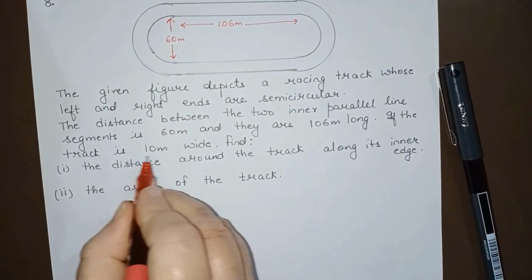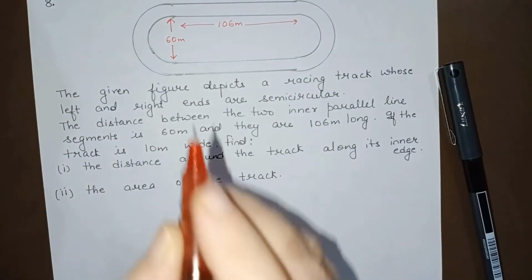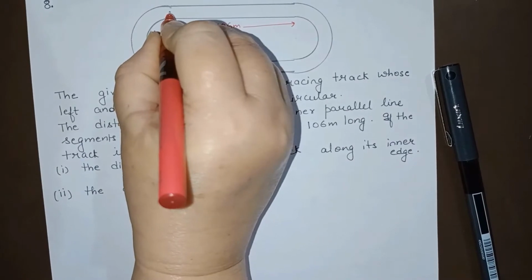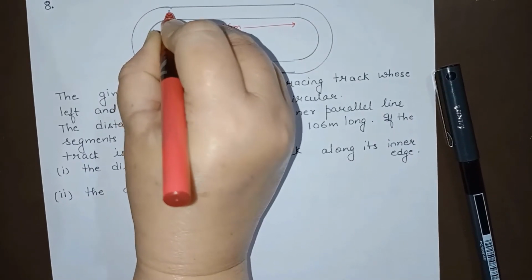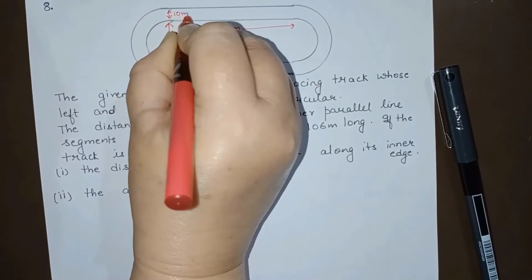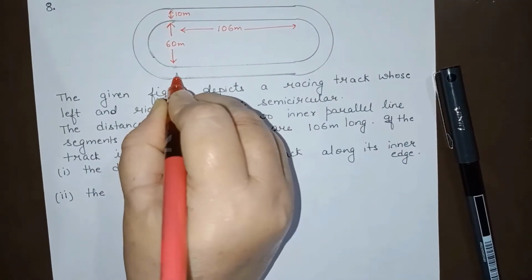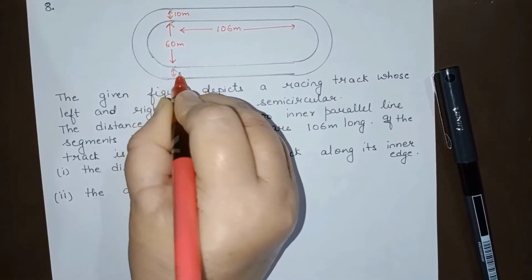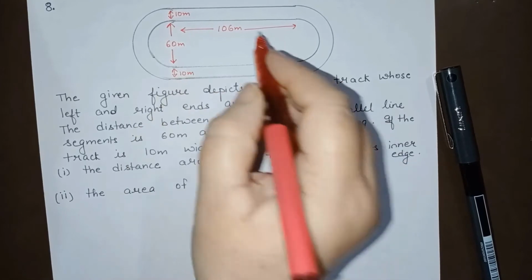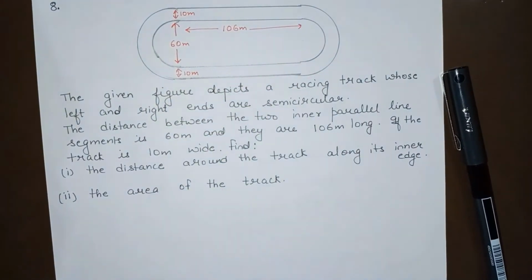If the track is 10 meter wide, now this track is 10 meter wide, so we can say that from everywhere it is 10 meter. This is 10 meter, this is 10 meter. So from everywhere it is 10 meter wide.